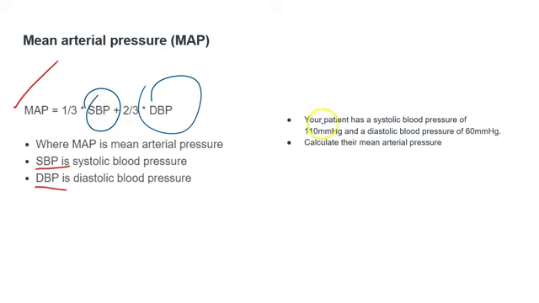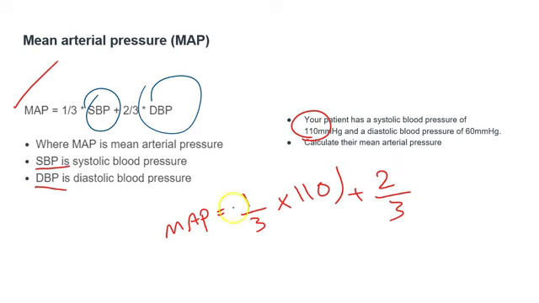Let's calculate the MAP for our example. Your patient has a systolic blood pressure of 110 millimeters of mercury and a diastolic blood pressure of 60 millimeters of mercury, and then calculate their mean arterial pressure. It should be very easy. MAP equals 1/3 of the systolic blood pressure, which is 110, plus 2/3 of 60. Let's see what we are going to get for MAP.